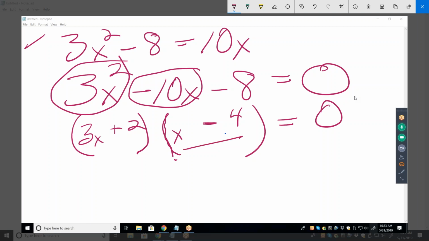Let's start with the easy one. X minus 4. It's going to be positive 4. What's the next one? 3x minus 2 equals 0.